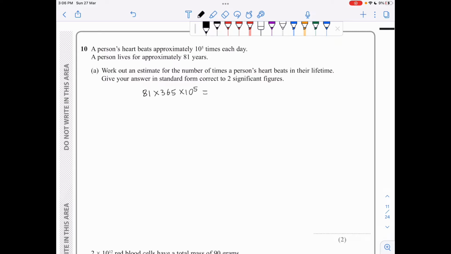I plug this in the calculator. I get 29565 followed by 5 zeros. Well, I had to give my answer in standard form, correct to 2 SF, so I'm first going to go to standard form. It's going to be 2.9565, and the decimal point was here. It's been moved 1, 2, 3, 4, 5, 6, 7, 8, 9 places. So that's going to be times 10 to the 9. The only thing missing is the rounding to 2 SF, which has to be 3.0 times 10 to the 9.